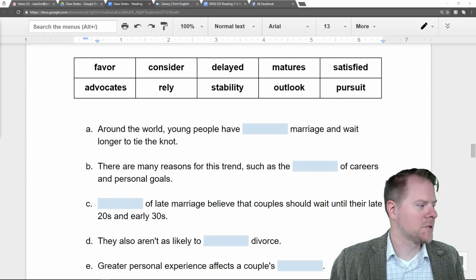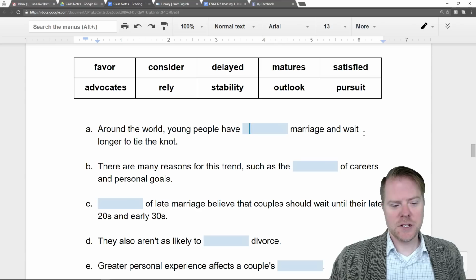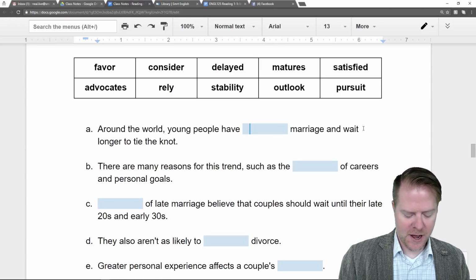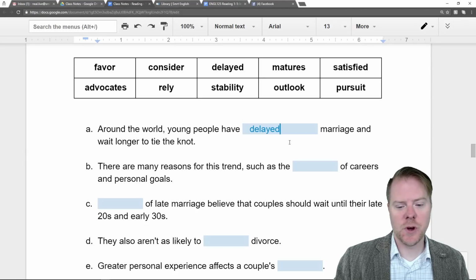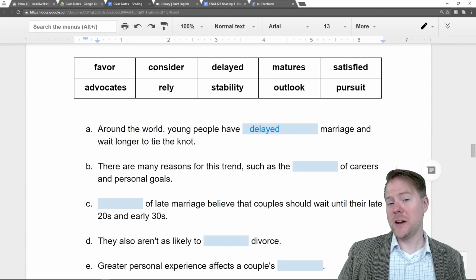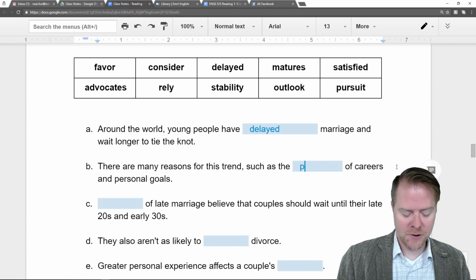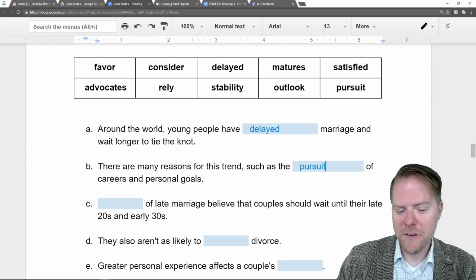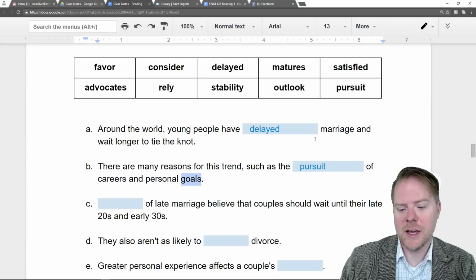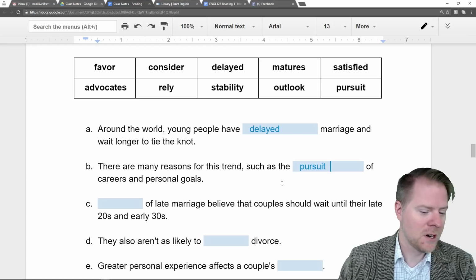Okay, some of these have been answered already. You've done a good job. So I see almost unanimously the answer for A is delayed. Around the world, young people have delayed marriage and wait longer to tie the knot. So this "wait longer" is probably a good clue that it's delayed. Okay, good. One down. There are many reasons for this trend, such as, and I saw a lot of you put pursuit. I think it should be pursuits because we have this word goals, which is probably a good indication. We pursue our goals. Here are careers and personal goals.